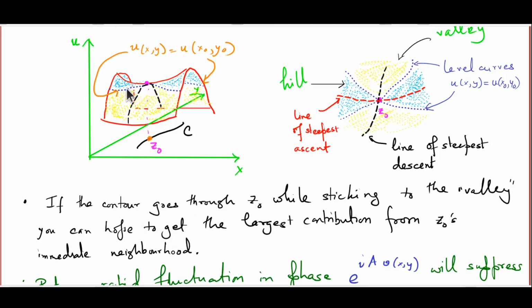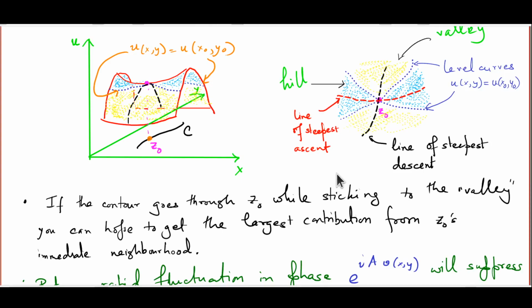There are points for which the value of u is bigger than u at x0, y0, the hill. So these are the points which have been marked on the surface in blue. And the points marked in yellow here are the points in the valleys. That is, the points where the value of u(x,y) is less than u(x0, y0). The level curve, of course, is a boundary between these two regions.